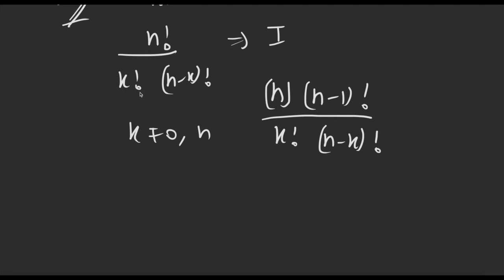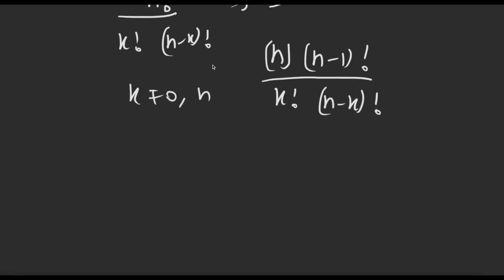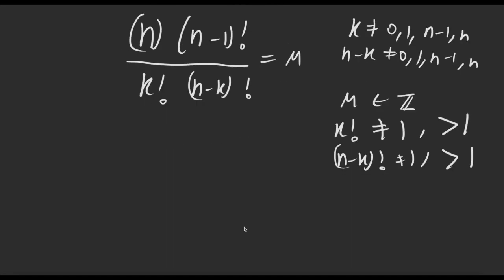Now for the time being, let's also ignore the cases where k is 1 or n minus 1. We will add those cases later, but let's not look at them right now. Alright, so basically this is what we have. We have this expression n choose k is equal to some mu, where mu is an integer and k is not equal to 0, 1, n minus 1 and n. Similarly, n minus k is not equal to 0, 1, n minus 1 and n.